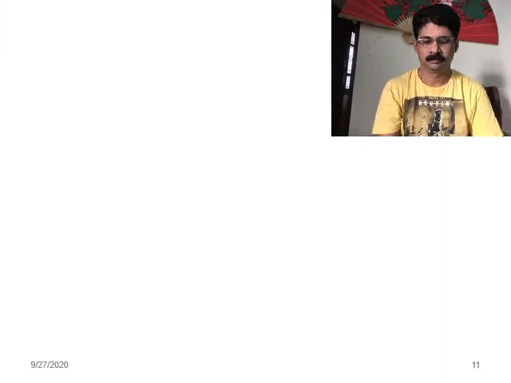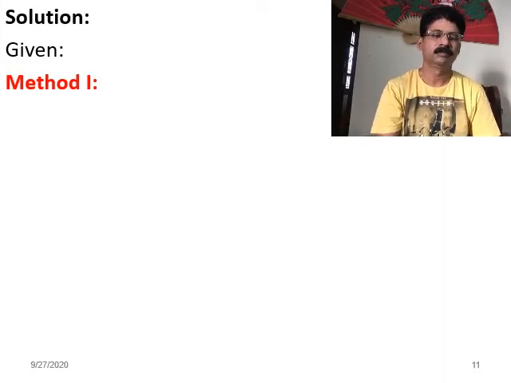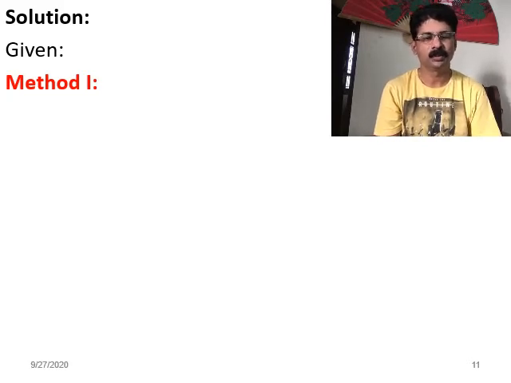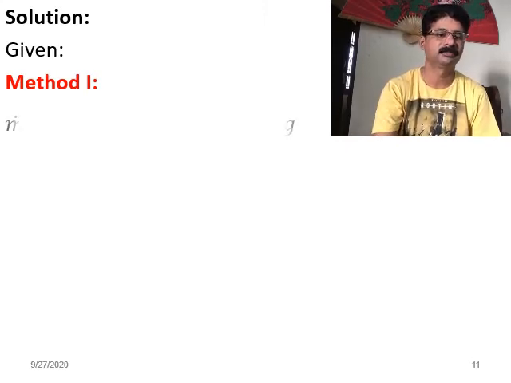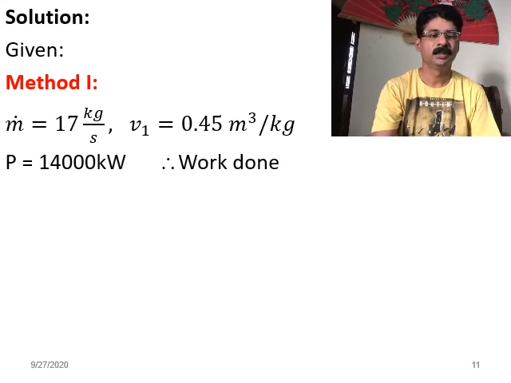Solution of this problem. I will solve this problem using two methods. I'll show you how to solve it using the steady flow energy equation on a unit time basis as well as on a kilojoules per kg basis. First, m dot is given, V1, the specific volume at inlet, is given, and P is nothing but W dot, so that is given.